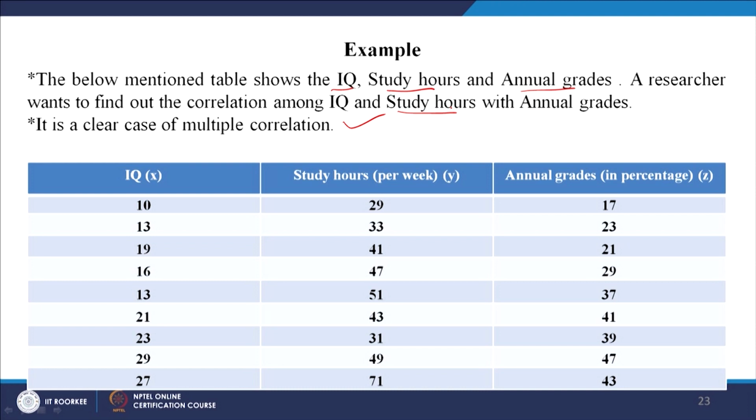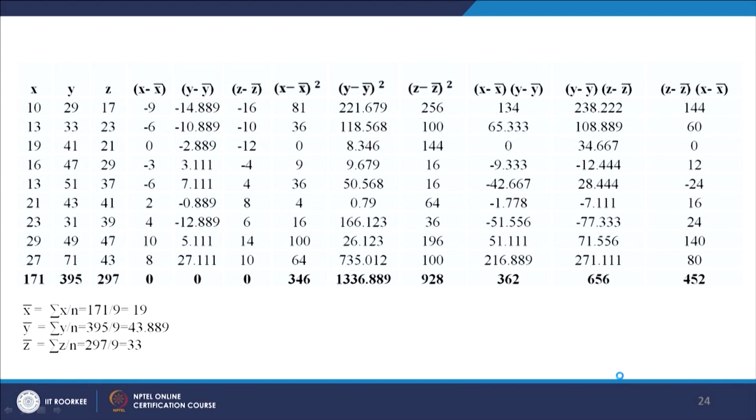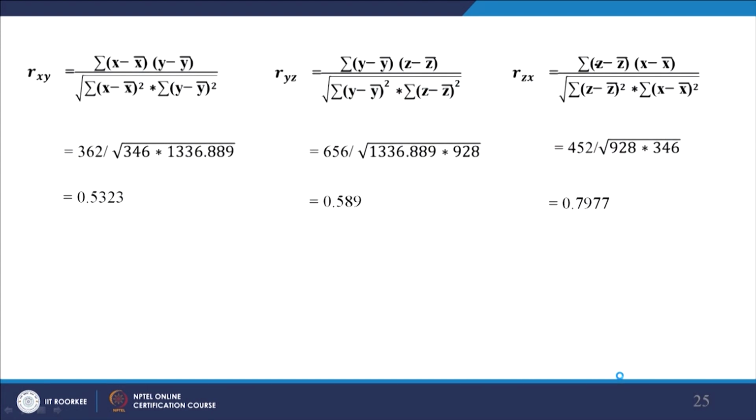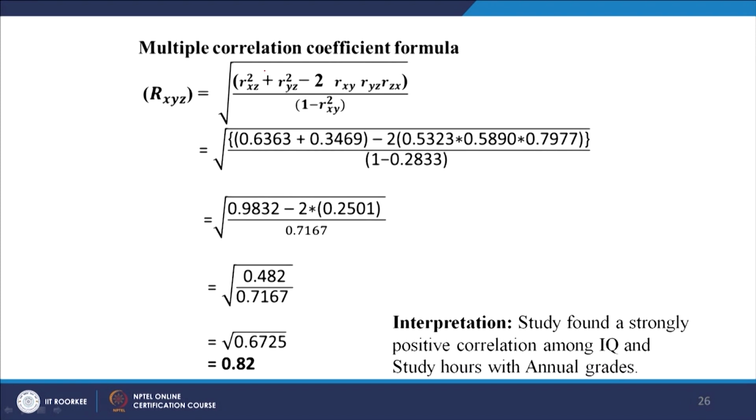So, the IQ of some students is given, the number of hours they put in per week is given, and their grades or percentages are given. Okay. Now, how do you do that? The same way. So, let us find out. I am finding R xy, R yz, R zx, and then we use the overall correlation formula.